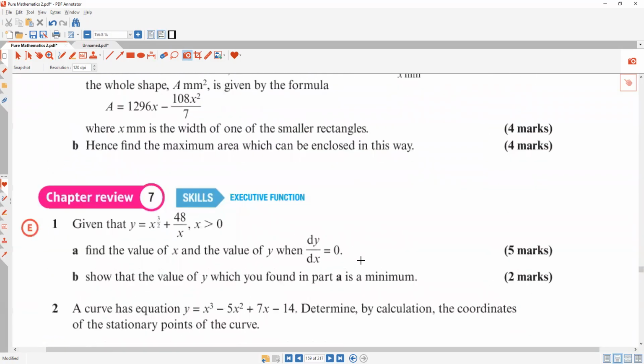Okay, you guys do question number 1 for me. 7 marks. I'll pause the recording. I'll give you around 7 minutes.